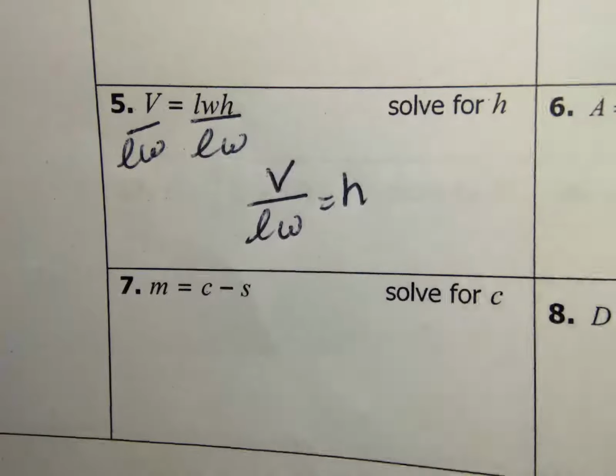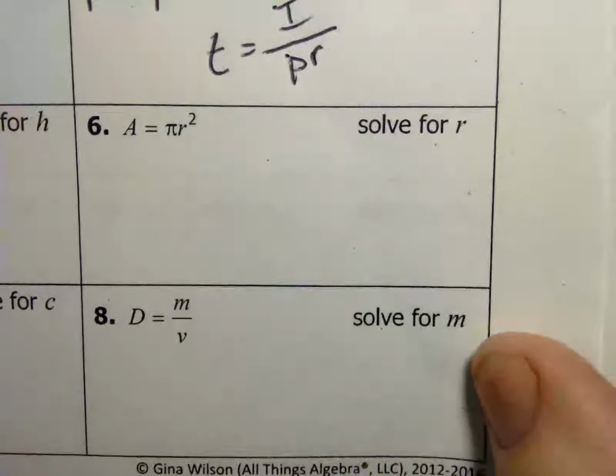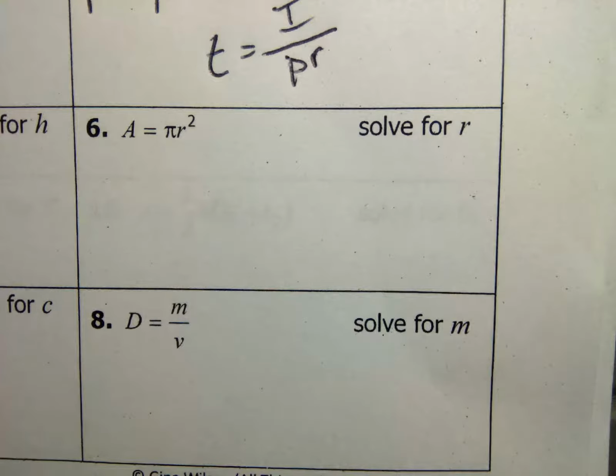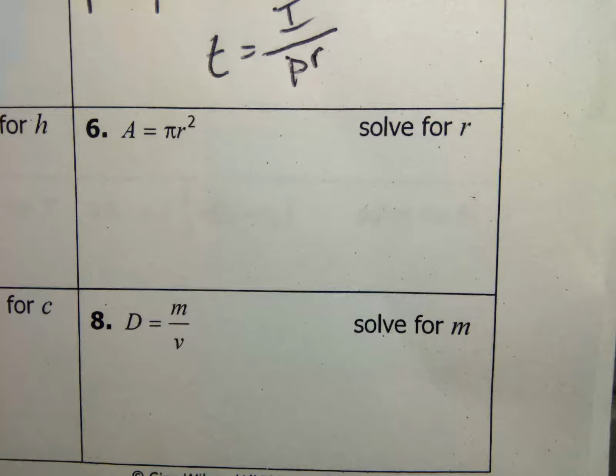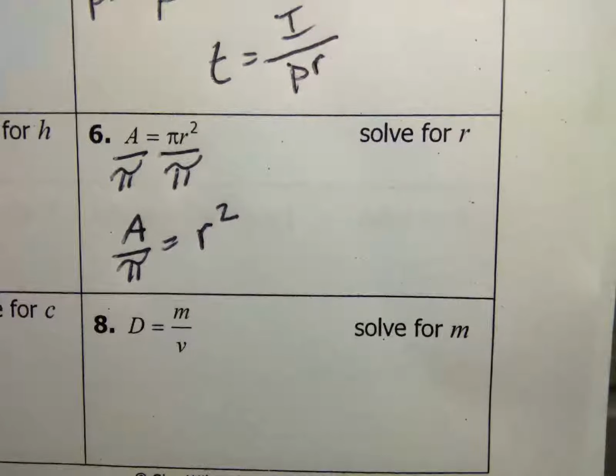Now 6, you got to do something additional. So let's look at 6. No, good guess. Let's get rid of pi first. And it looks like that.